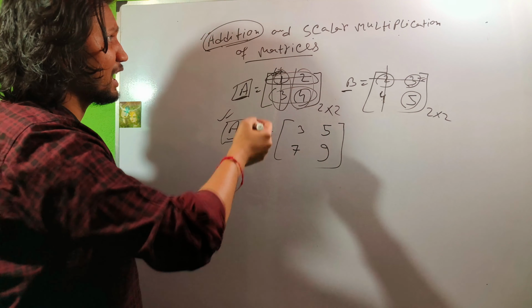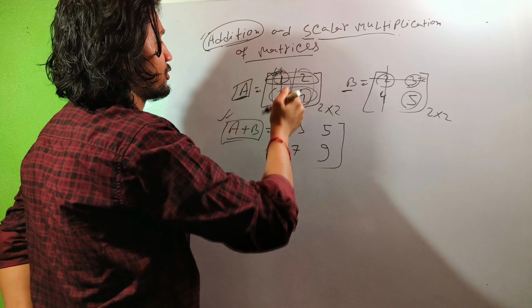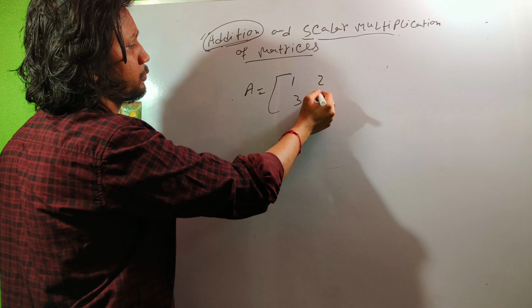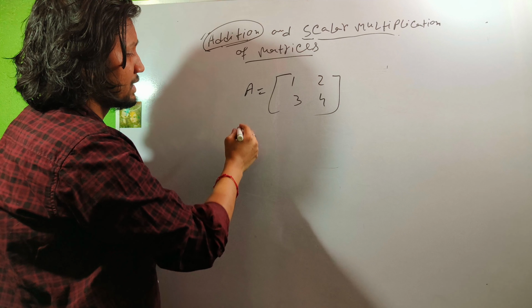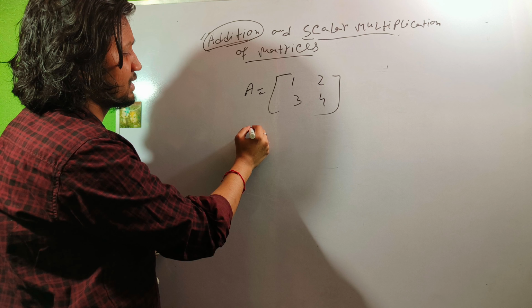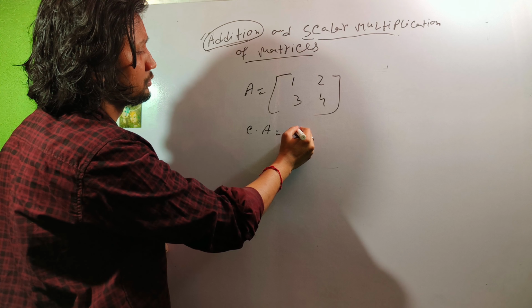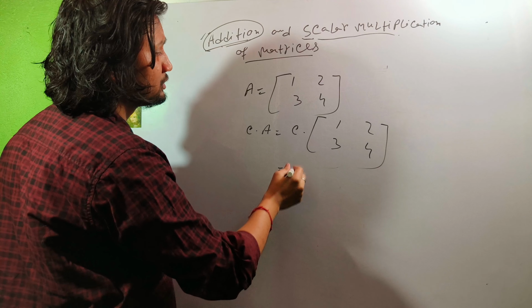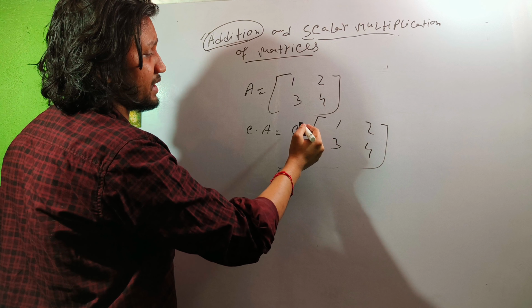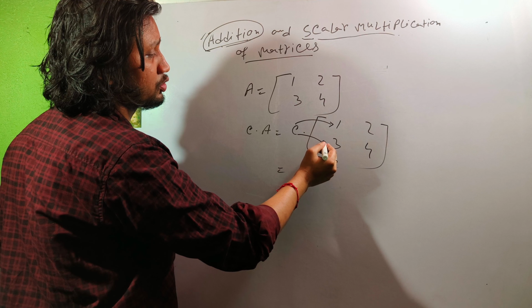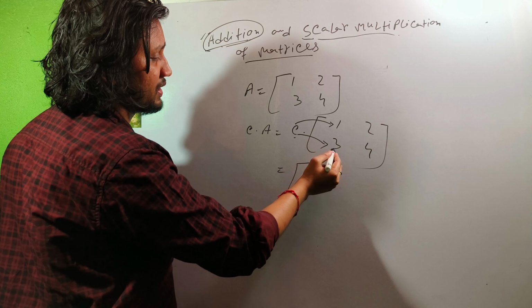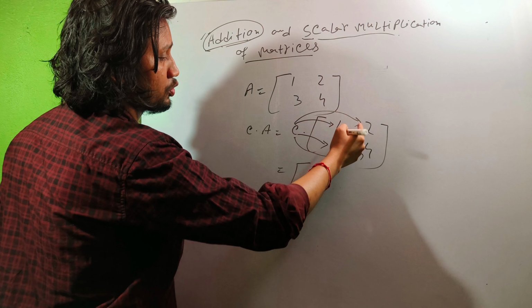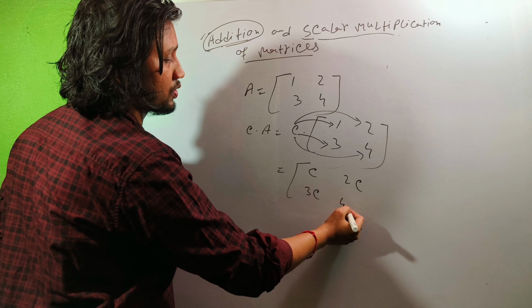Okay. Now, scalar multiplication of matrices. If we take a matrix A of elements 1, 2, 3, 4, then the scalar multiplication of A is defined as C into A is equal to C into 1, 2, 3, 4. Multiplying C with all the elements, that is C into 1, C into 3, which is 3C, C into 2, 2C, and C into 4, 4C.